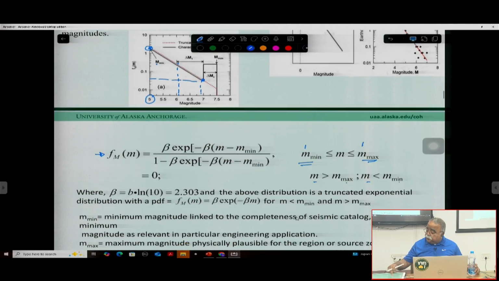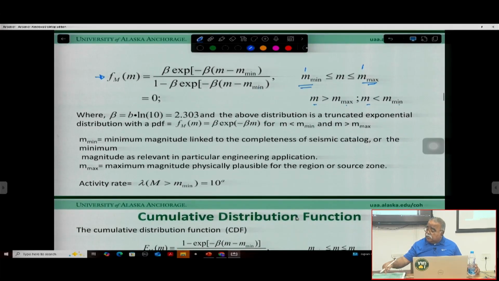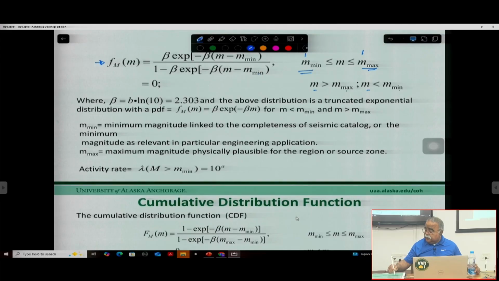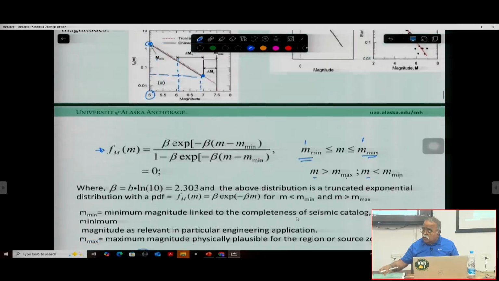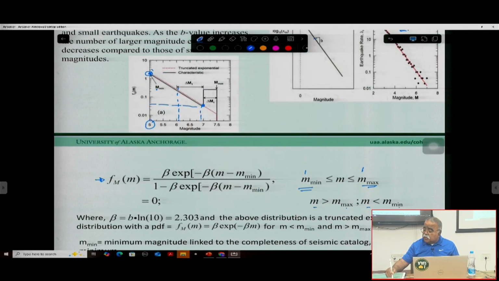I have already explained that FM equals beta this one, so m min is calculated. Now the activity rate, you can see lambda. So lambda equals the rate of m greater than m min. What is the probability that a magnitude is greater than m minimum? It will be equal to 10 to the power a, right? So from that relation, you calculate this, and this will be equal to your activity rate from m equals 0, right?